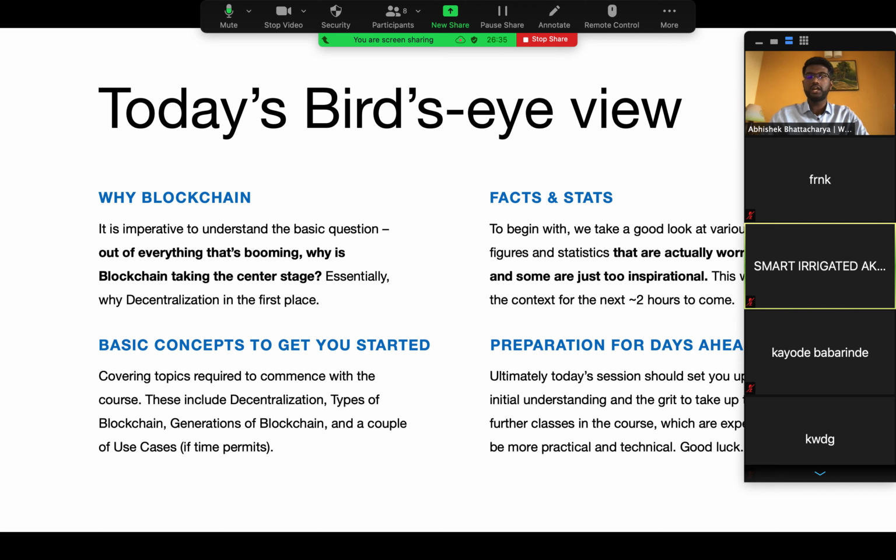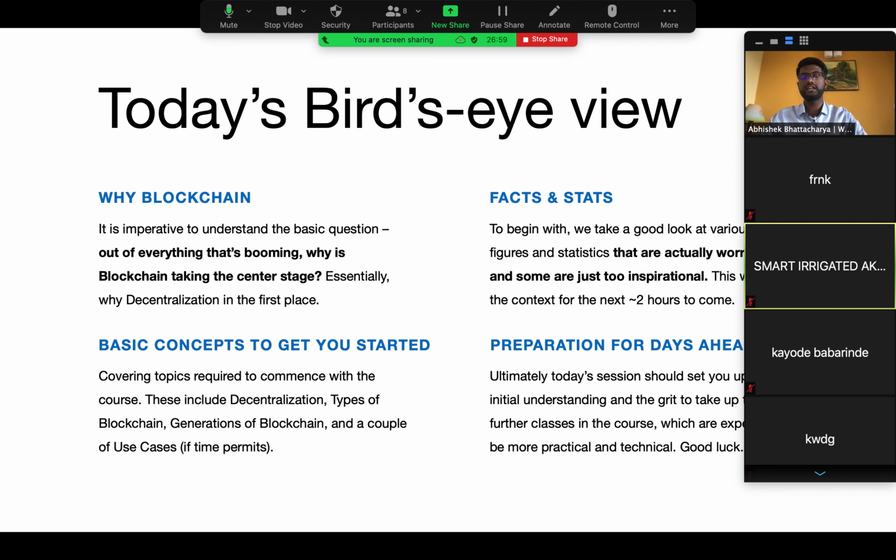We will also see a couple of facts which are really motivational and inspirational. Looking at that, you will understand what kind of future blockchain has, and whether blockchain is a technology you should choose going ahead. We will take a look at the basic concepts, which I've already told you, the very basic and most important ones. We'll also look at a couple of use cases, and more if time permits.